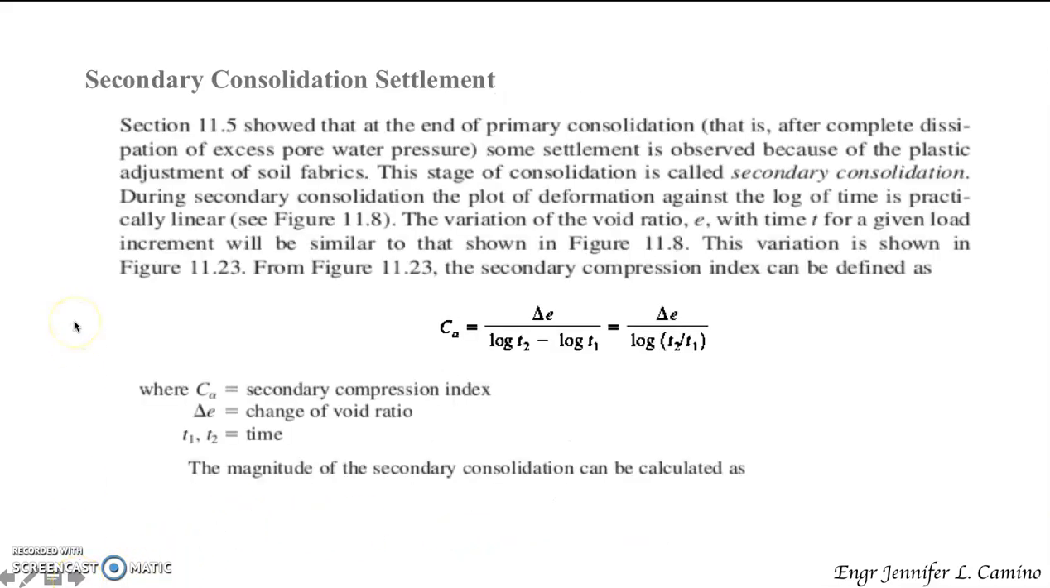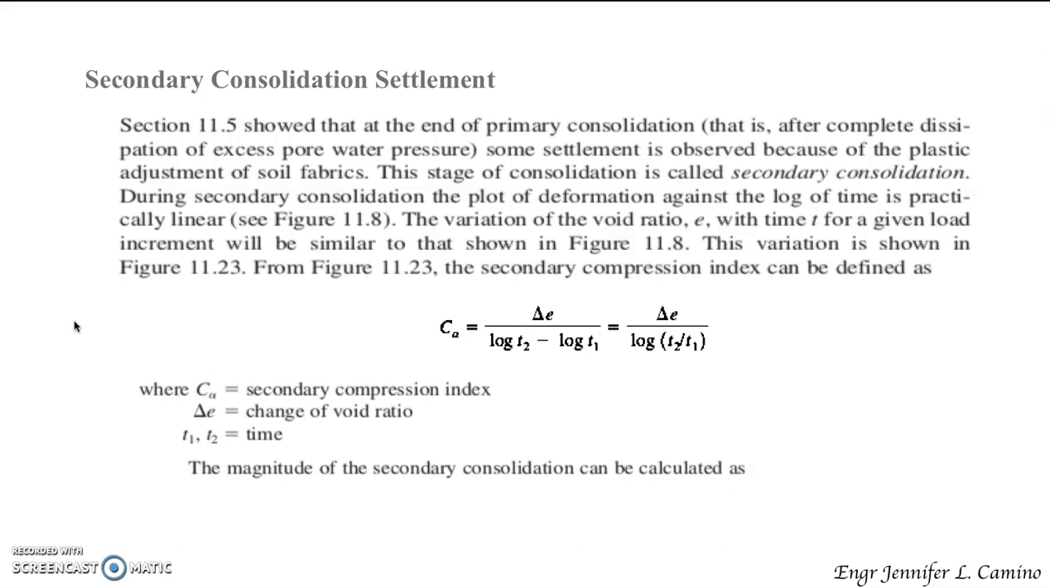Now we move on to secondary consolidation settlement. Basically, secondary consolidation settlement occurs after the completion of the primary consolidation settlement. Primary consolidation was defined as the process in which the soil volume decreases. It is also defined as the decrease in water content of saturated soil that happens without the replacement of water by air. So that is the definition for primary consolidation.